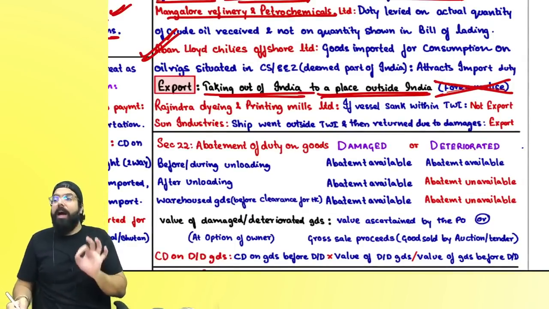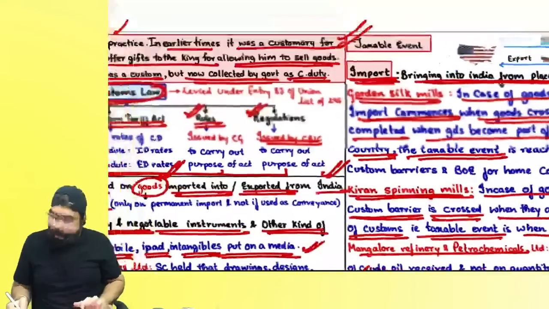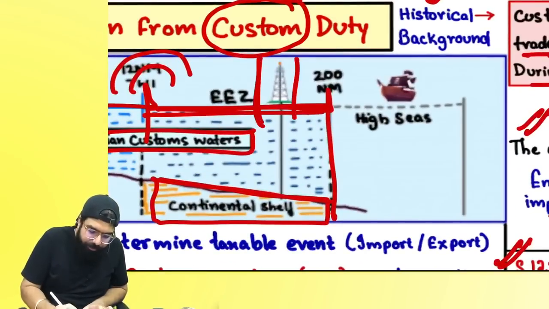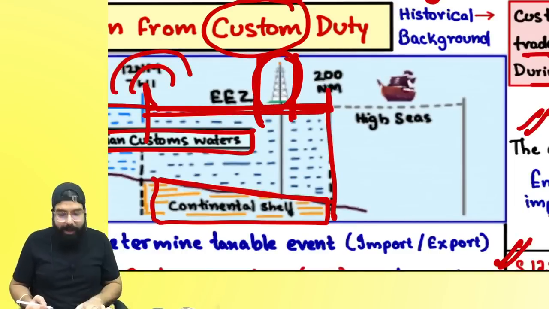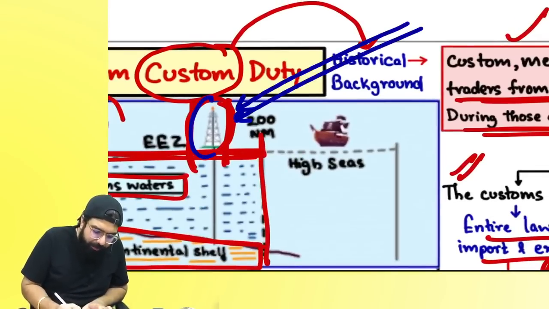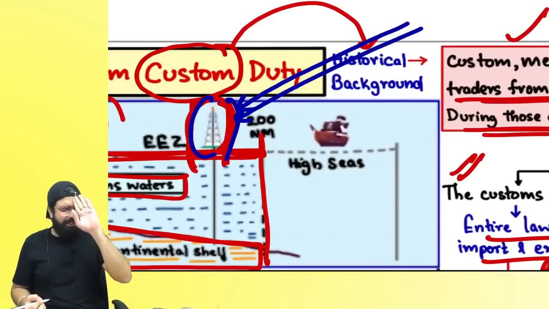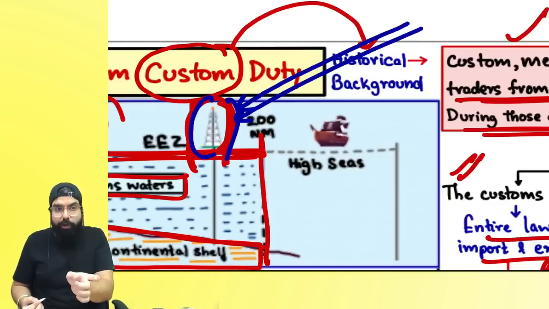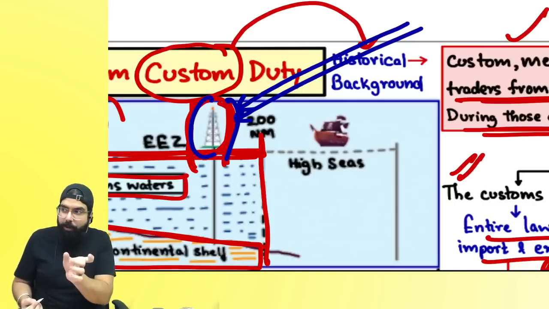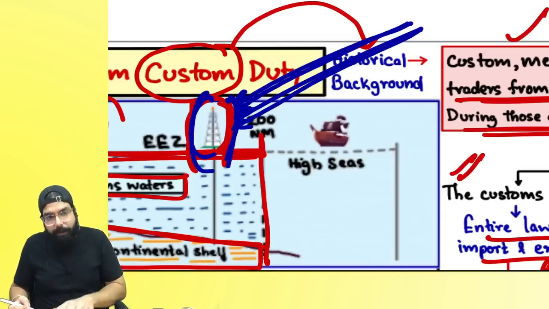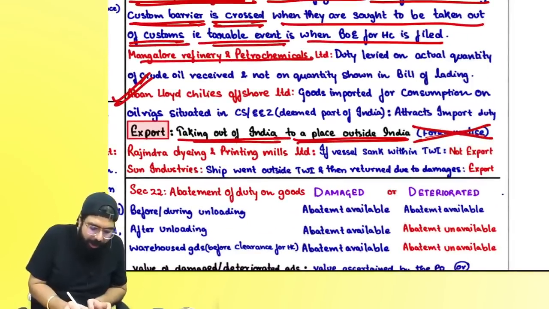Then the next one was Urban Lloyd Chills Offshore Limited. Everyone listen to me very carefully. In the case of Urban Lloyd Chills Offshore, what happened? This area in the EEZ, where the oil refinery is, is part of India. They got some machinery or goods on the oil field, which was an offshore unit located in the exclusive economic zone, and that is a part of India. So if you get goods on the oil field, it is deemed as import. That was held in Urban Lloyd Chills Offshore Limited.